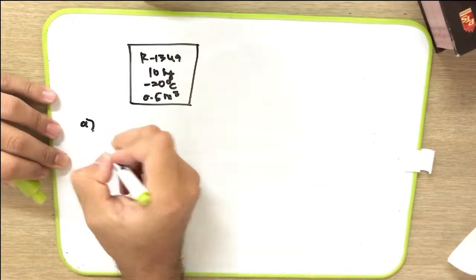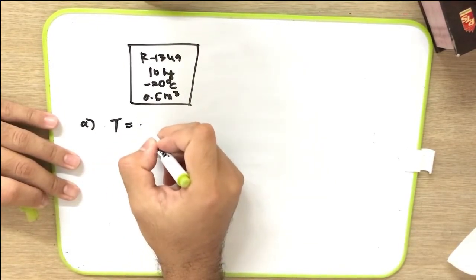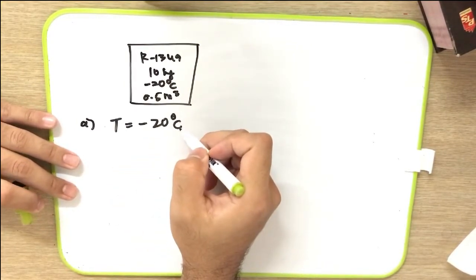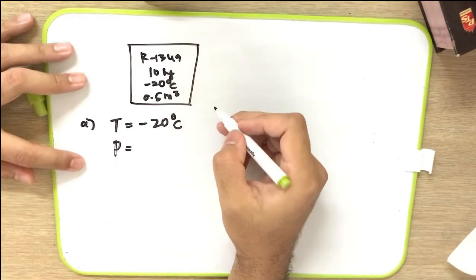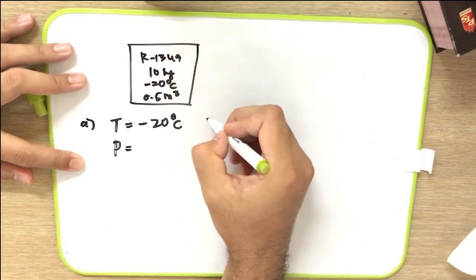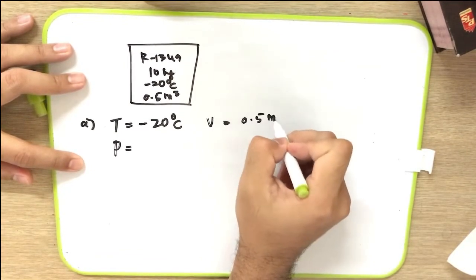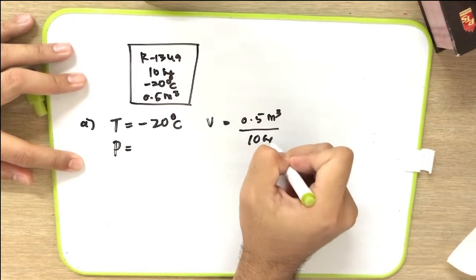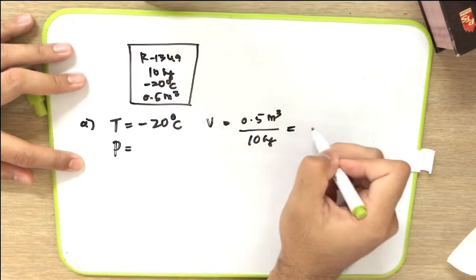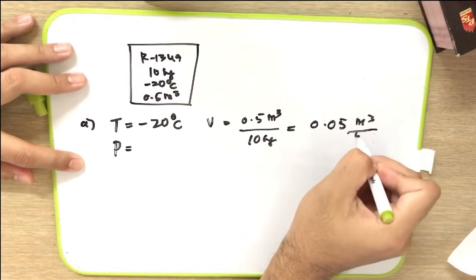A, we need to find the pressure. So from this vessel, we have the info of T is equal to negative 20 degrees C. And by using this info, it is not enough for us to use the property table. So we need another info. So we need to find at least two info in order to get P. Here we have the volume and also the mass. So we can find the v. So v is equal to 0.5 meter cube over 10 kg. So this v is actually the specific volume, which is 0.05 meter cube per kg.